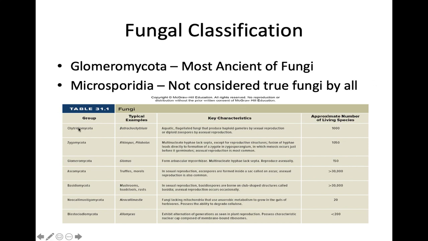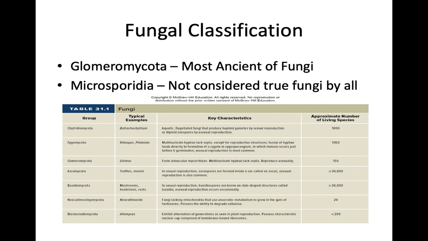One of the first ones is the Chytridomycota. These are aquatic flagellate fungi, and they're primarily known as parasites on aquatic and amphibious animals. So some of you may have heard of chytrid fungus. It's this really terrible invasive fungal infection that is killing a lot of amphibian populations. That is a chytridiomycota.